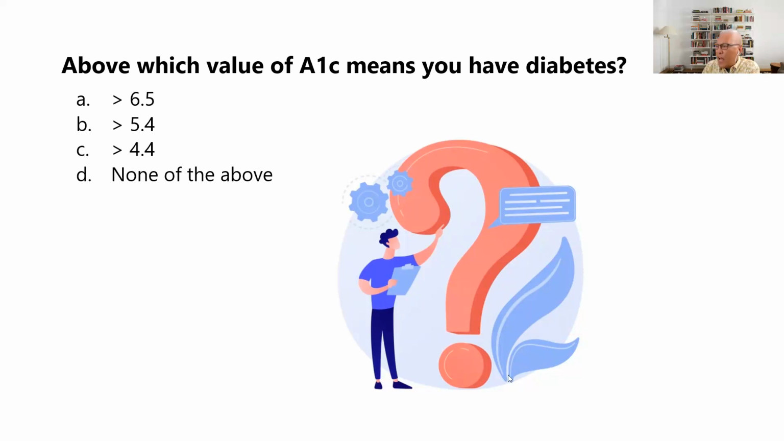Okay, so that's exactly the correct answer. 6.5 is the correct answer. Above which value of A1C means you have diabetes? And the answer to that is 6.5.